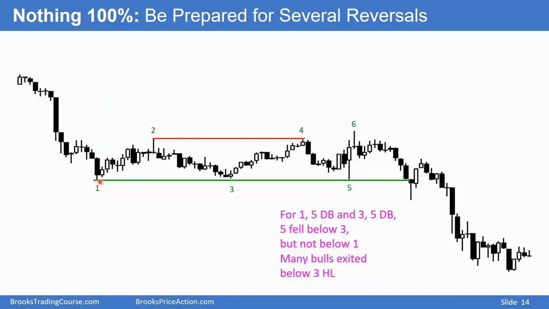We have a double bottom with 1 and 5 again. You can call it a double bottom with 3 and 5, or 1 and 5. Different computers see it differently. 5 fell slightly below 3. It's hard to see here, but it's closer to the green line here than 3 is here. Yet 5 did not fall below 1. The bulls are still hoping for a higher low major trend reversal and a measured move up based upon the height of this trading range.